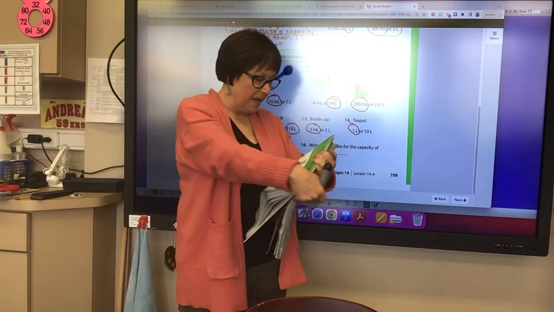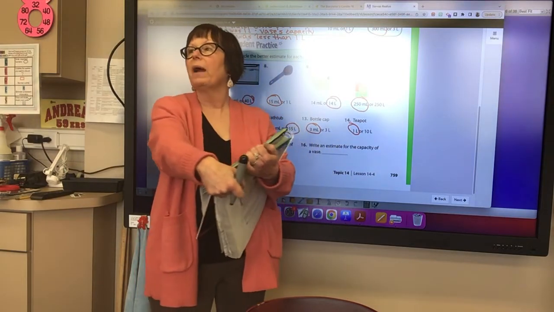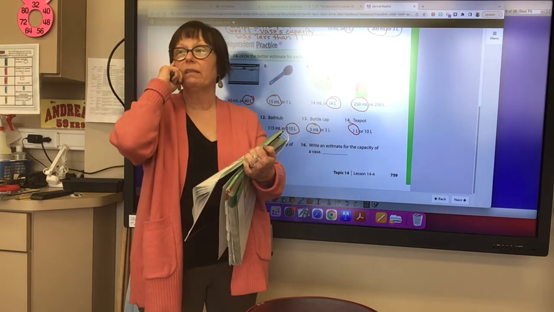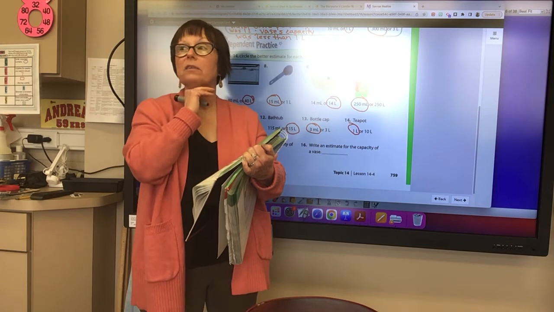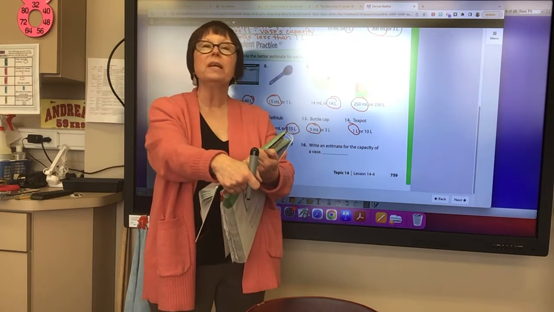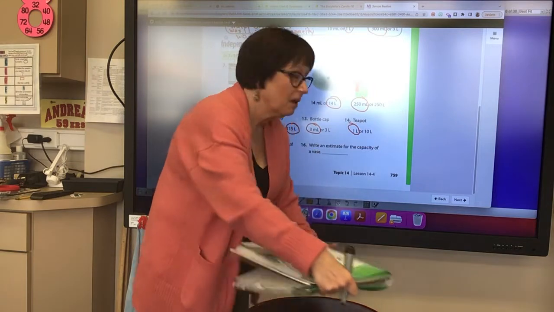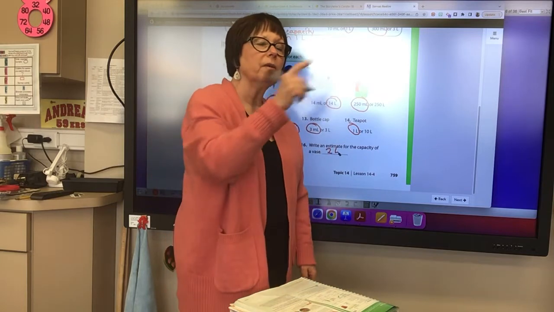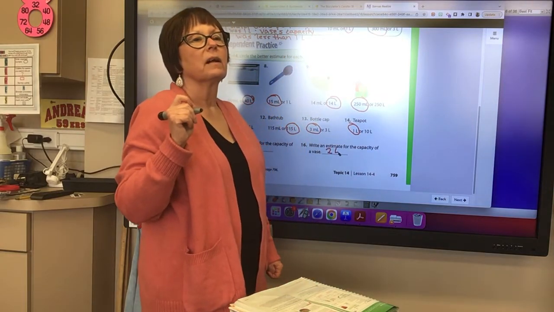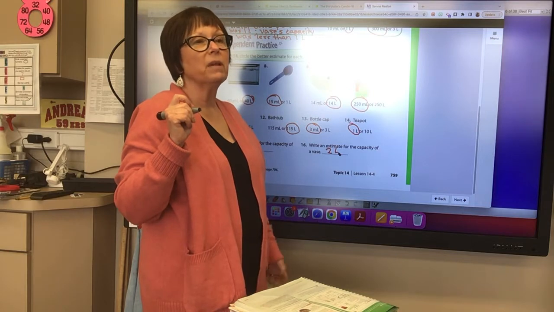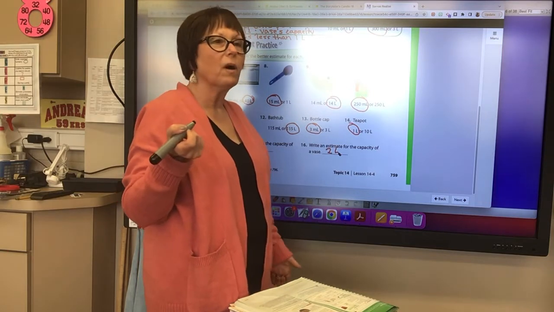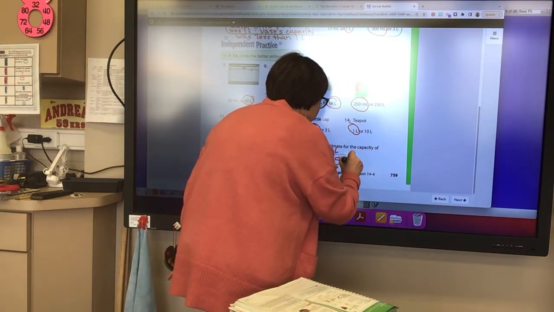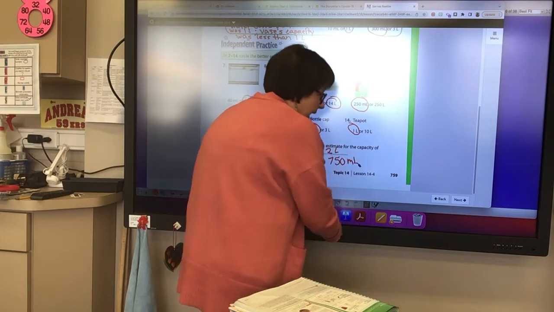Write an estimate for the capacity of a vase. What'd you write? 2 liters. It could be in liters. It depends on the vase because there's all different sizes of vases. So 2 liters could have been your vase. It could have been one of those smaller ones, yes. That one might be like 400 milliliters. It could have been milliliters. Could have been 400 milliliters, or 750 milliliters, something like that.